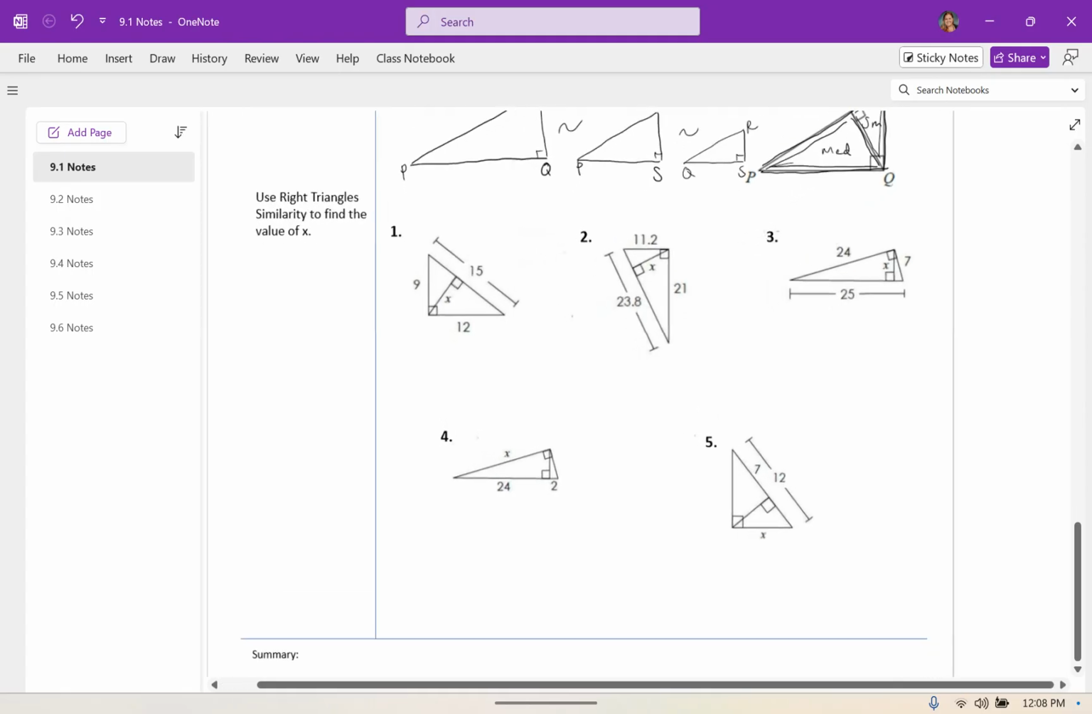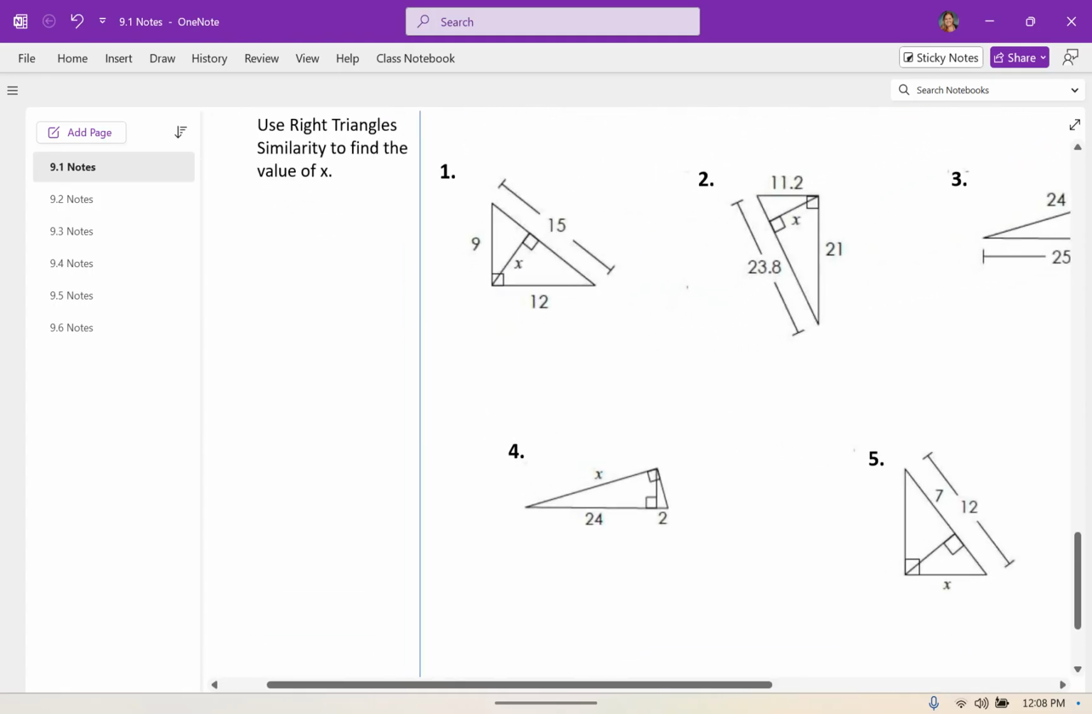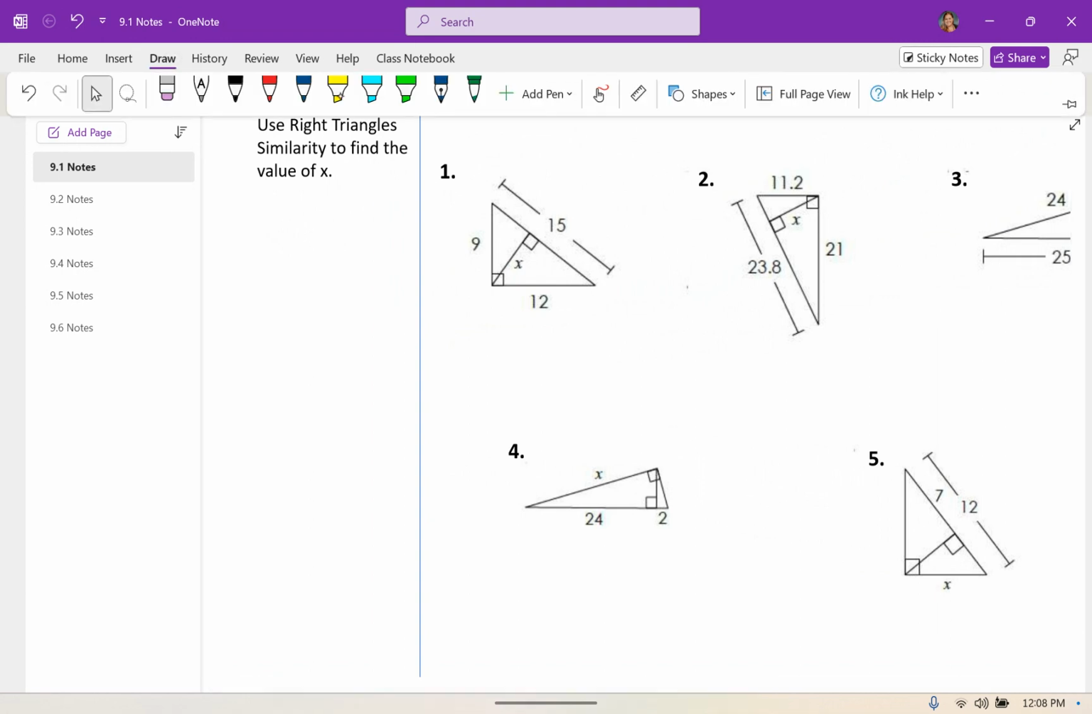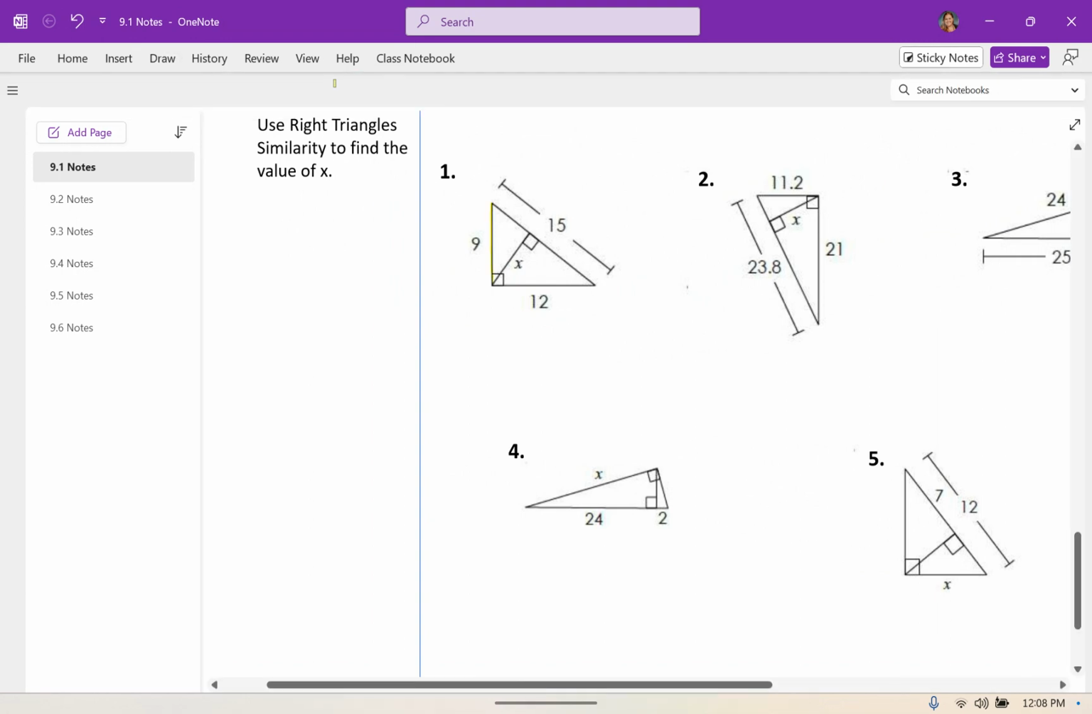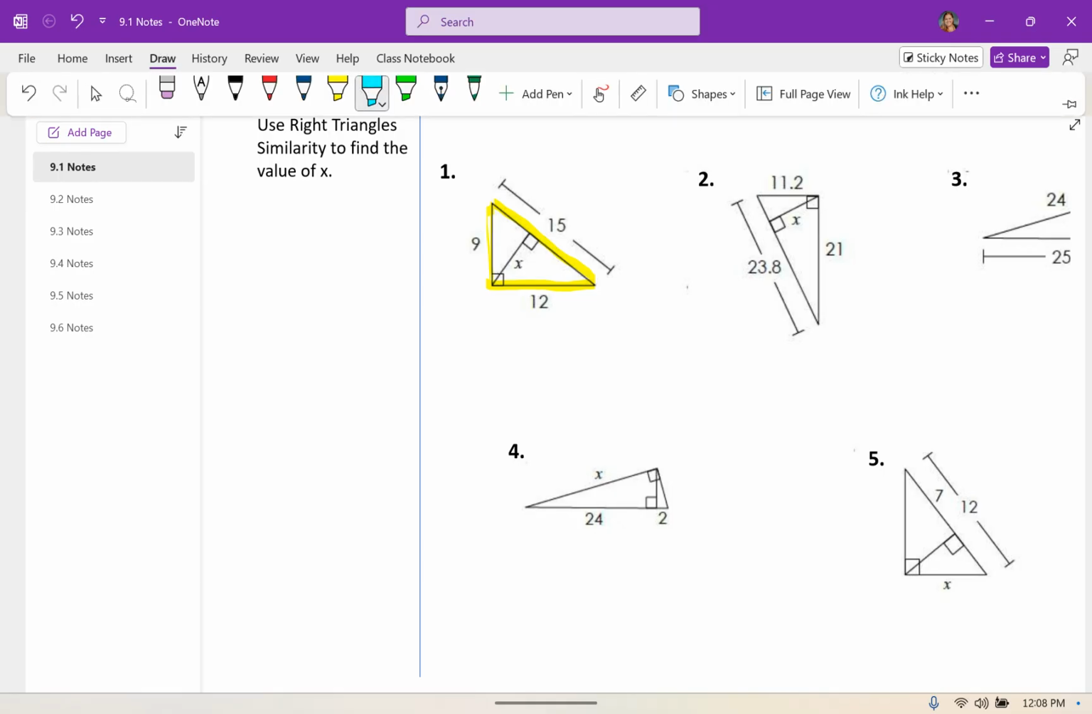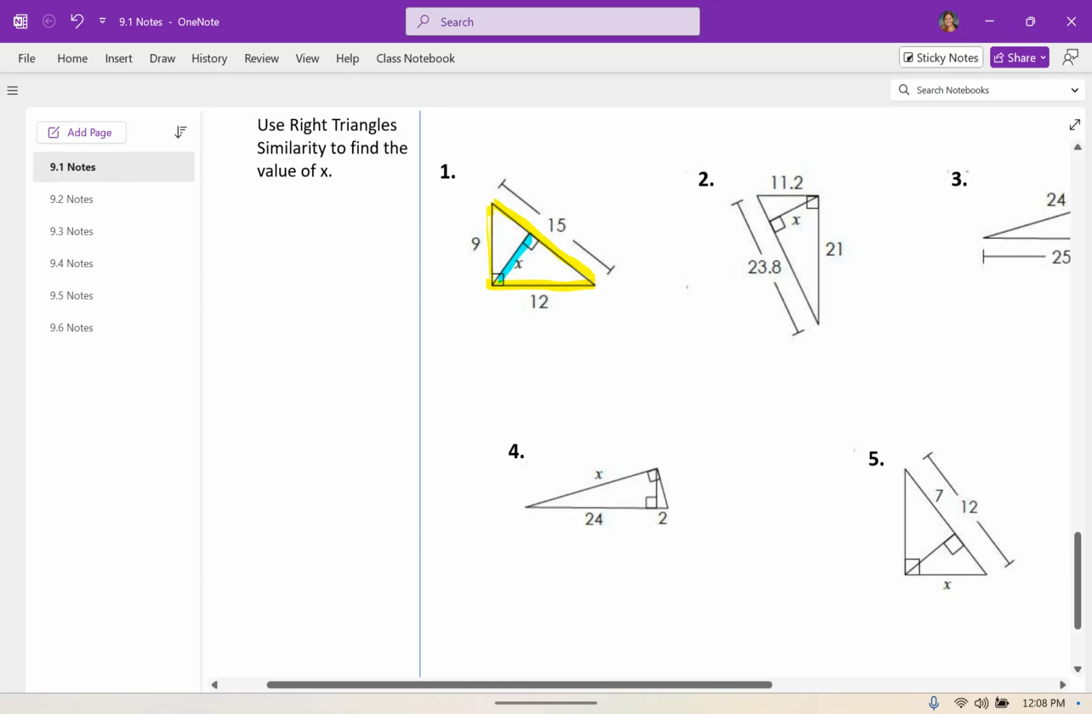Okay, so use right triangle similarity to find the value of x. Let's see what we have here. We have our bigger right triangle, and they gave us all three sides, 9, 12, and 15. We are trying to find the value of x, and we can use this medium triangle or the small one. Doesn't matter. You have to look intentionally to figure out what's given and what's needed.